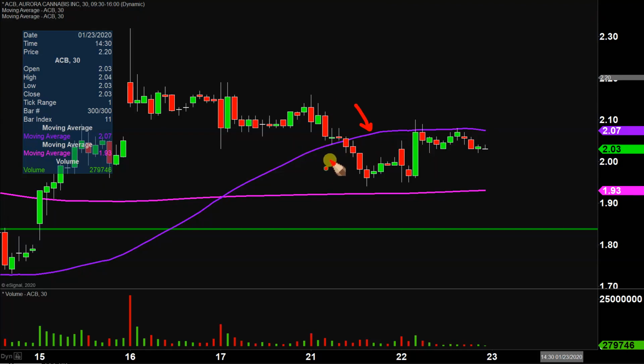So you can see right there, it was support, but then the price broke below it. So at that point, you would expect it to act as resistance. And that's exactly what's happened several times here throughout the course of the day. Price is really just struggling with that purple line, currently valued at 2.07.